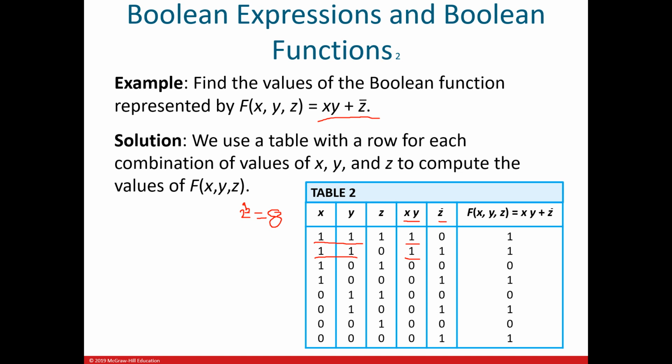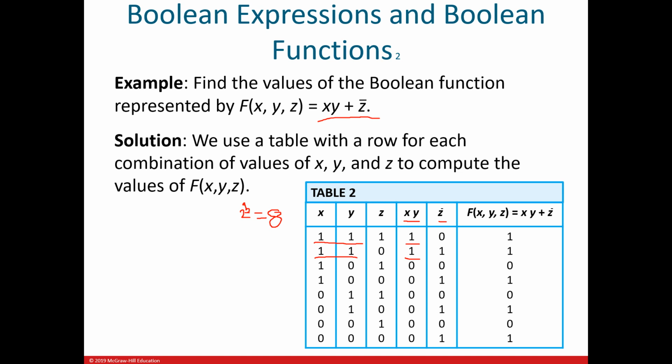Now our function says we have to do a sum of xy and z complement, which is similar to the OR function. If either of these is 1, then the value we get is 1. For the first row, 1 0, so we get 1. Second row, 1 1, so we get 1. Third row, both are 0, so we get 0. Fourth row, 0 1, we get 1. Fifth row, both are 0, so we get 0. In the sixth row, z complement is 1, so we get 1. Seventh row, both are 0, so we get 0.